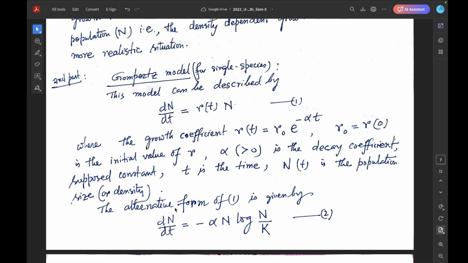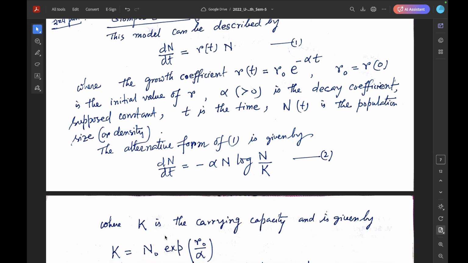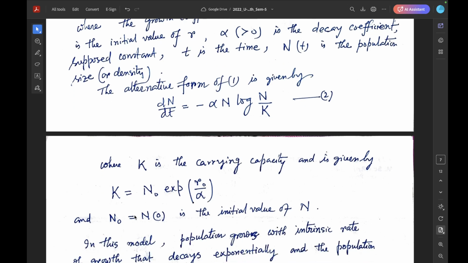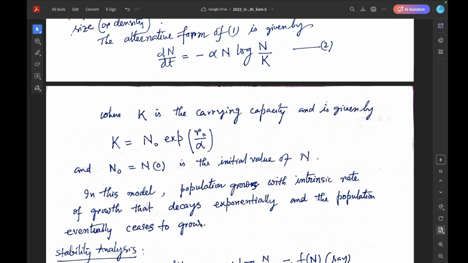The alternative form of this one can be written as dN/dt = -αN log(N/K) to the base e, natural logarithm, where K is the carrying capacity and is given by K = N0 exp(R0/α), where N0 is the initial value of N. In this model, the population grows with an intrinsic rate of growth that decays exponentially, and the population eventually ceases to grow.